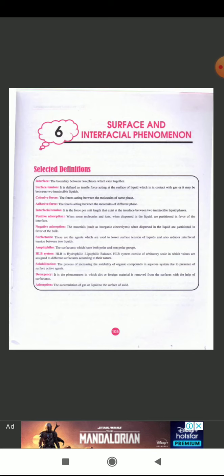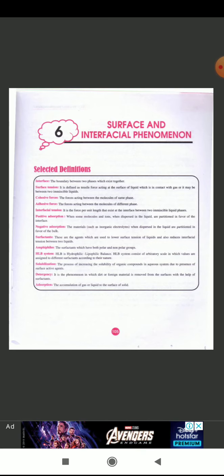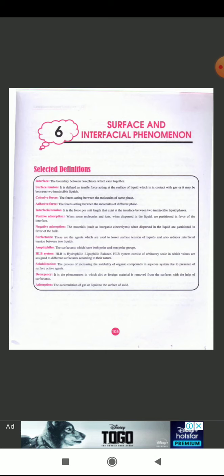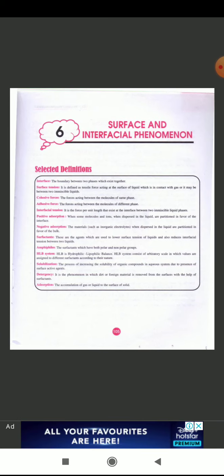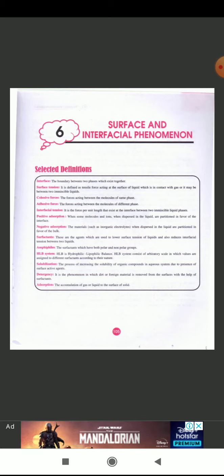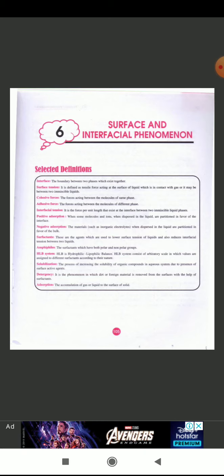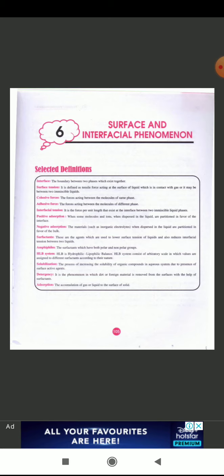Generally you have many methods or measurements for measuring surface and interfacial tensions. You have the capillary rise method, the ring or Du Noüy tensiometer method, the drop weight method by stalagmometer, and other methods also, out of which only two methods we have in our syllabus. First of all, we'll discuss what is surface tension and what is interfacial tension. Later we'll go for the other methods also.